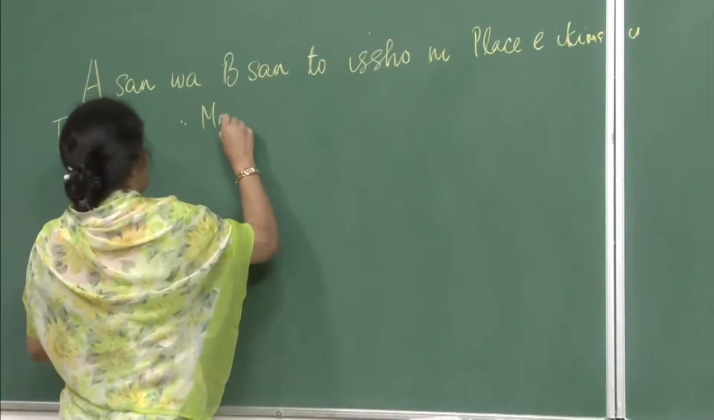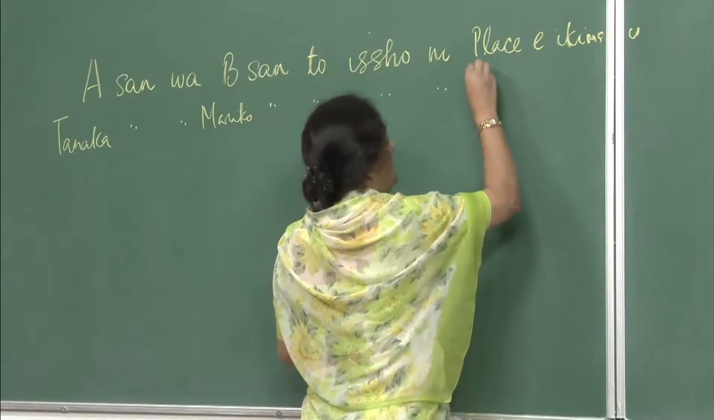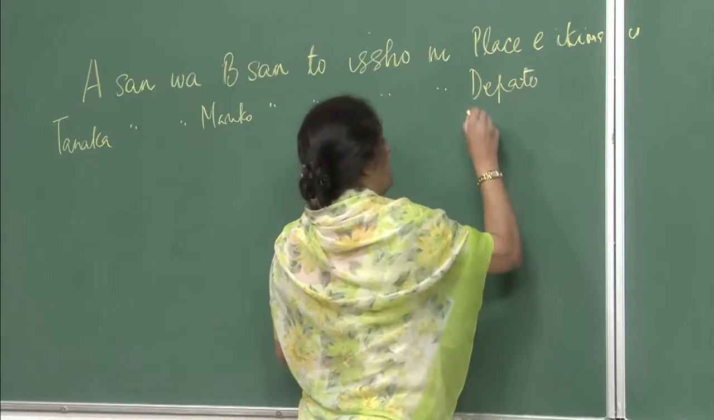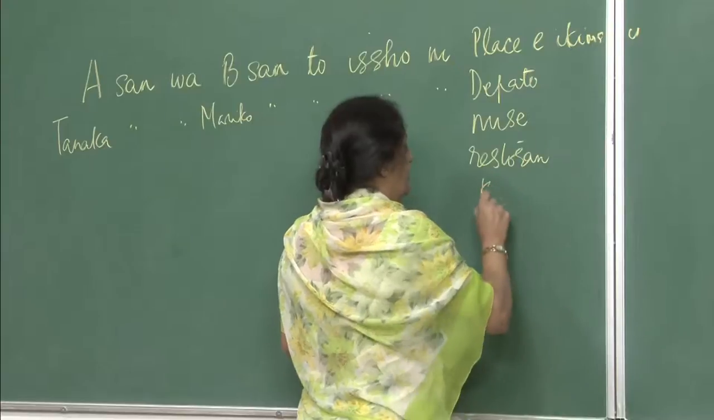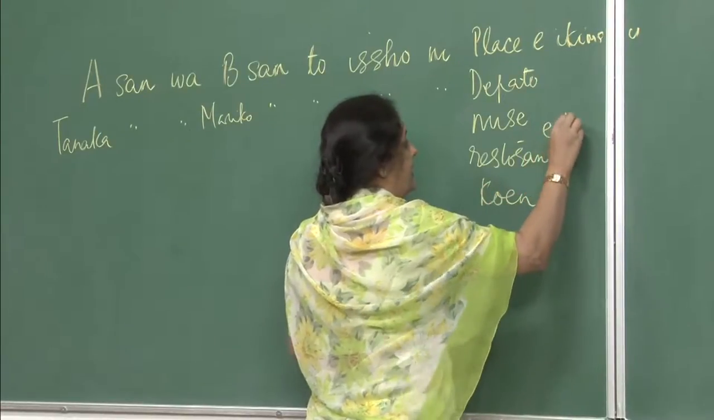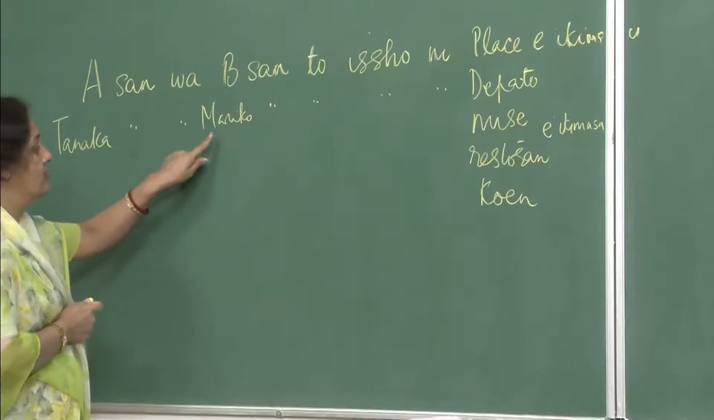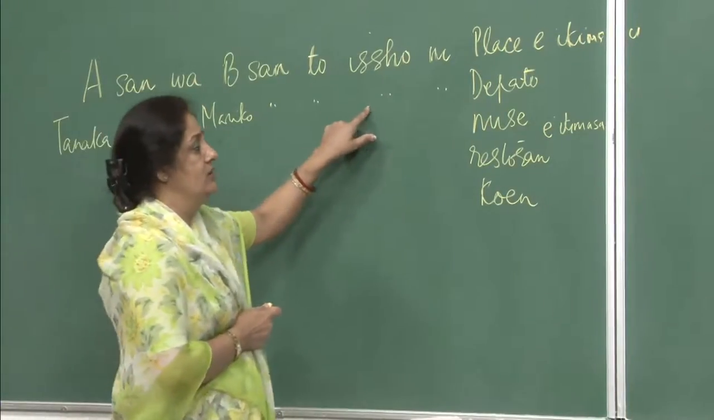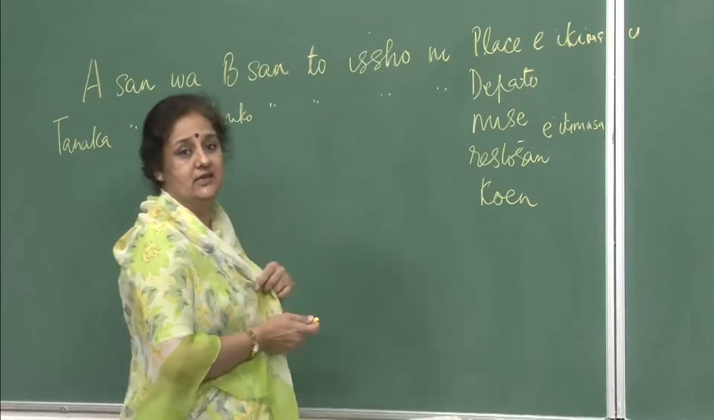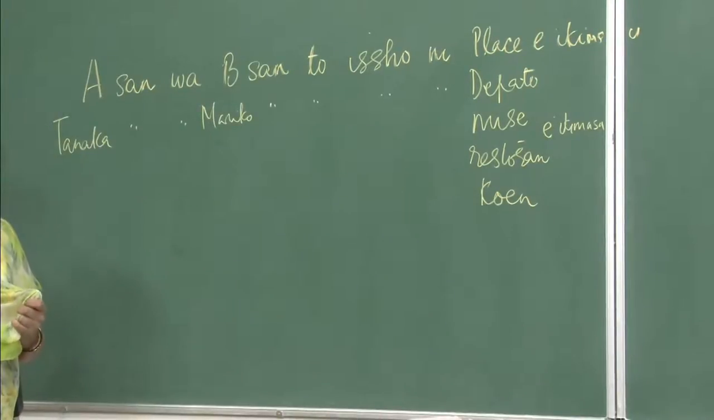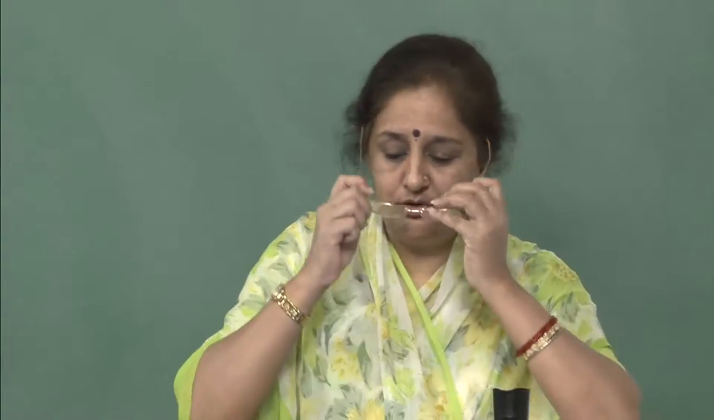Tanaka-san wa Mariko-san to issho ni market, depato, mise, restaurant, kouen e ikimasu. So A-san is going with B-san to the restaurant, mise, department store, koen, any place. So A-san wa B-san to issho ni place A ikimasu. Please remember that, it's a good expression to use.